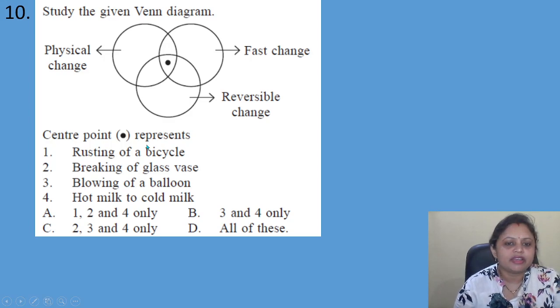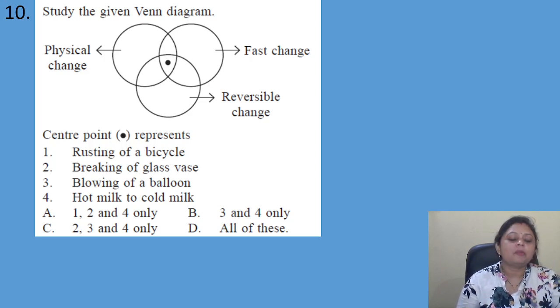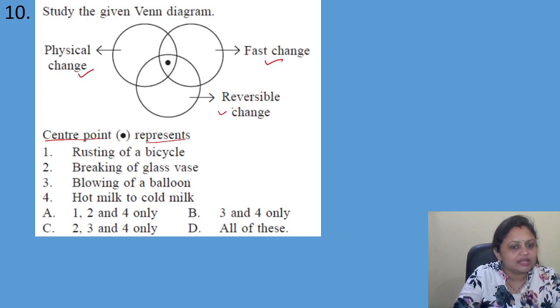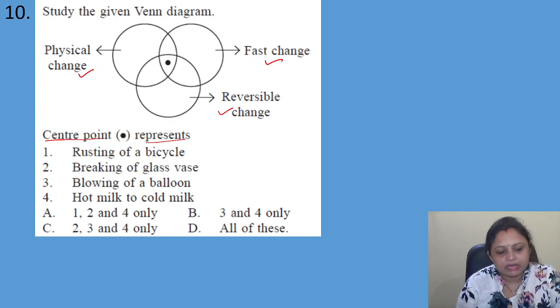Coming to the next question. Study the given Venn diagram. Physical change, fast change, reversible change. Center point represents 1. Rusting of a bicycle, breaking of glass vase, blowing of a balloon, hot milk to cold milk. Options are A, 1, 2 and 4 only, B, 3 and 4 only, C, 2, 3 and 4 only, D, all of these. So, the center point, what it can be. जो center point है उसका क्या क्या property है? It is a physical change, it is a fast change, and it is also a reversible change.